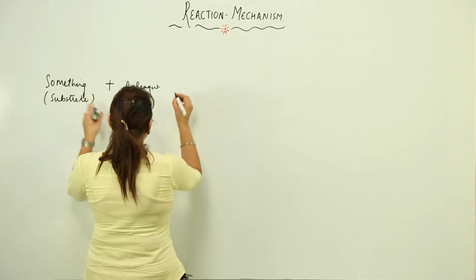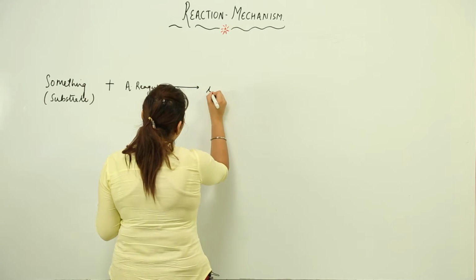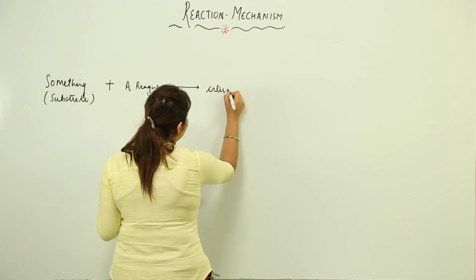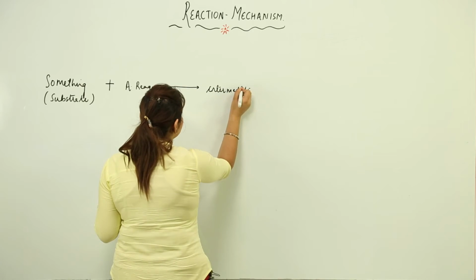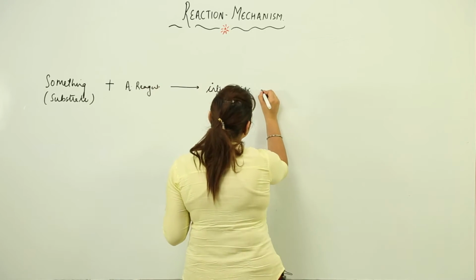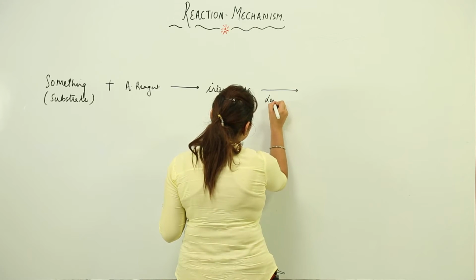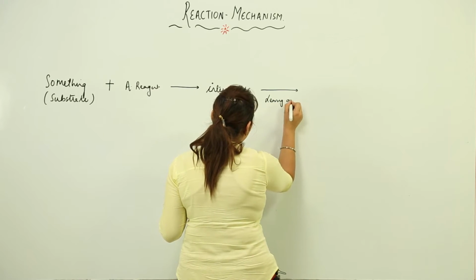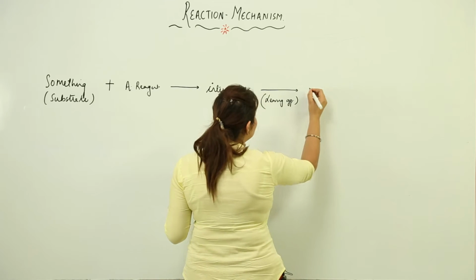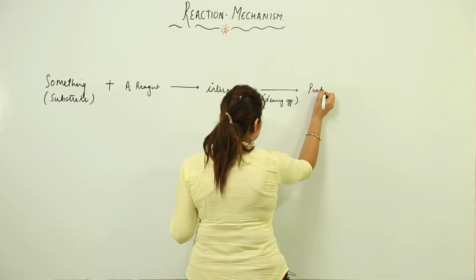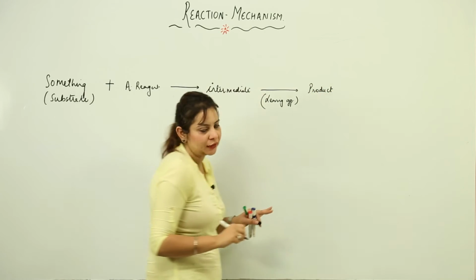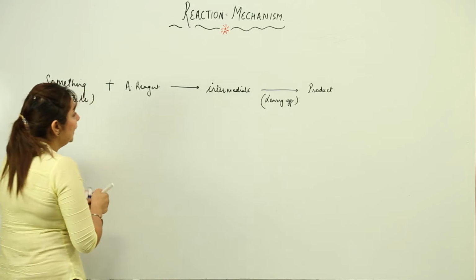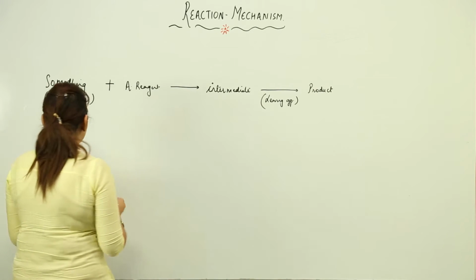What happens when they react? They always form an intermediate. Before forming a product, we get an intermediate, and after that there is something that goes off, that means we have a leaving group, and as a result we get the product, the final product, along with the byproducts also. So I will just explain to you with an example how the reaction takes place.